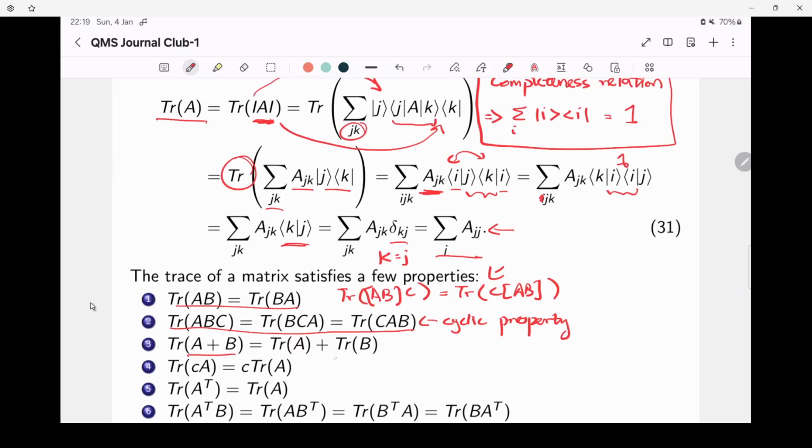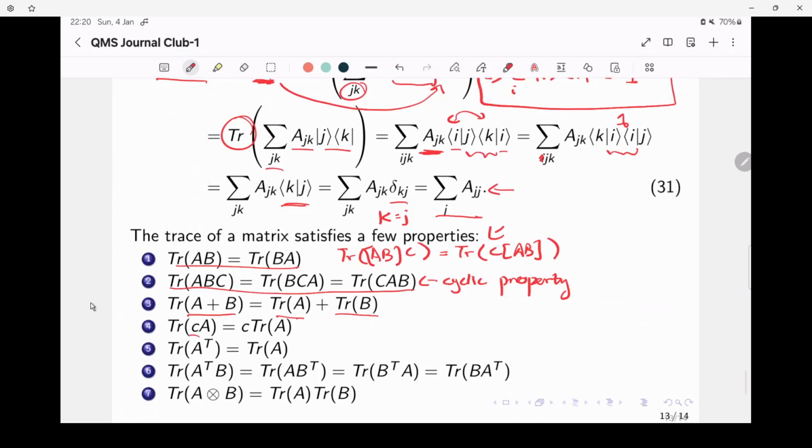If it is an addition of two matrices, basically it's just the trace of A plus the trace of B. If you multiply the matrix with some constant C, you can take out the constant and then do the trace first. If you do the transposition, it is equivalent to the trace of A, mainly because whatever the diagonal elements are, when you do the transposition, it doesn't change your diagonal elements. So this is another interesting identity.